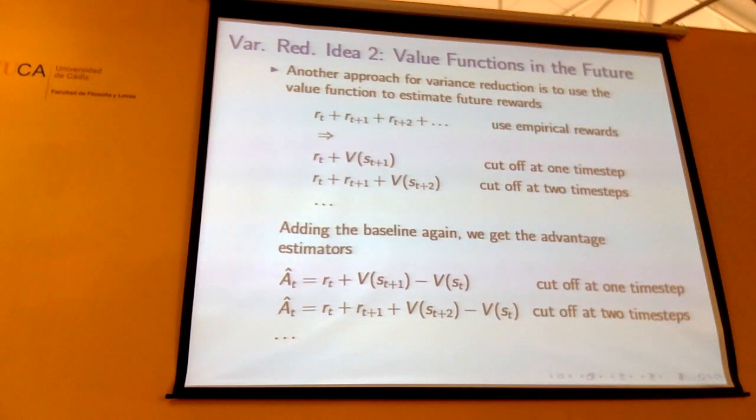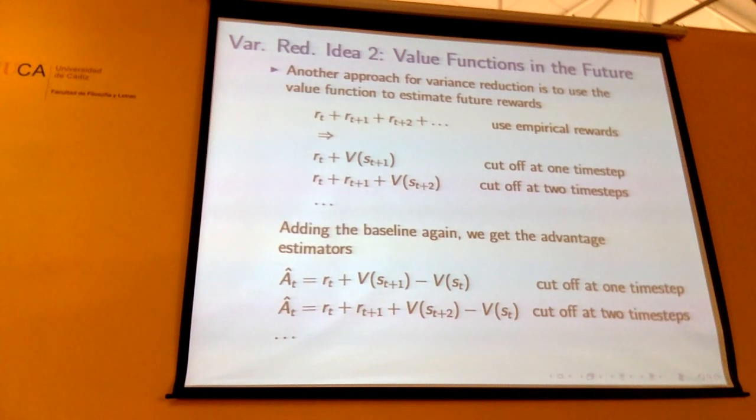Okay, so that's one approach, and now here's another approach. Instead of just downweighting the future rewards, let's use our value function to try to estimate them. So this is like we're integrating out the future rewards with the help of the value function, instead of just computing them with Monte Carlo. So here's the empirical sum of rewards, which we would usually plug into our advantage estimator. What if, instead of using this formula, we just cut it off after one time step, which effectively integrates out all of the randomness that occurs after that time step.